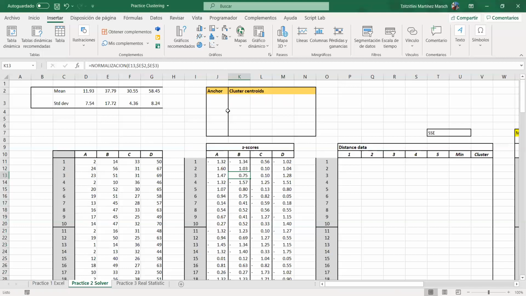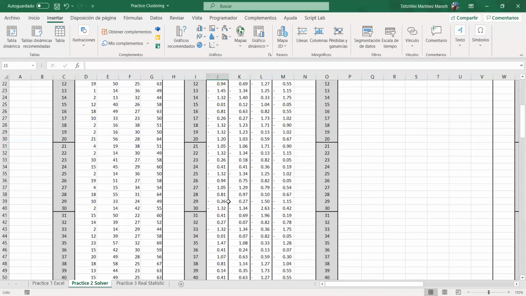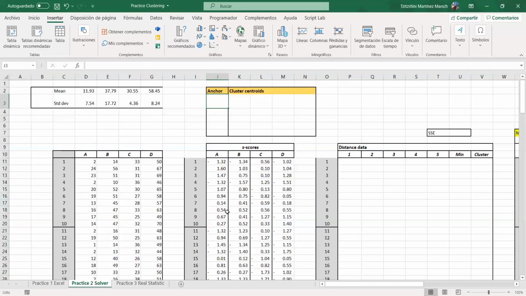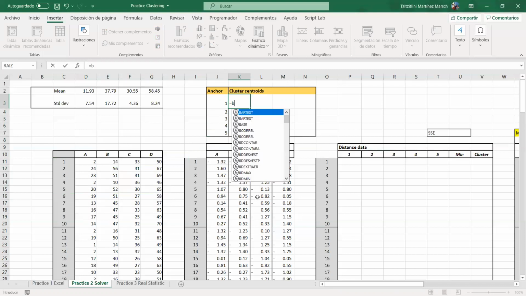So we've standardized our data, and now we're going to randomly choose some of these numbers. Okay, this one literally is going to be random. We're going to have 5 clusters, 1, 2, 3, 4, 5, and it's going to be these 5, okay? So what we do is we're going to take the z-scores.